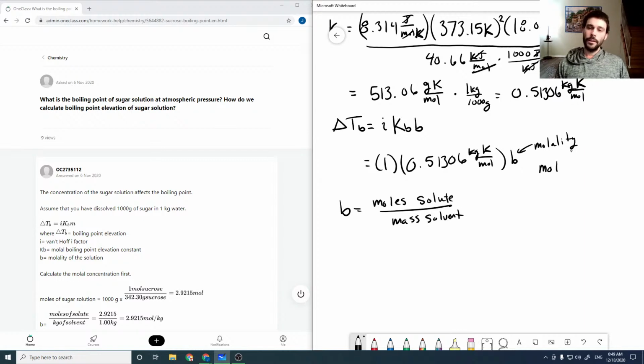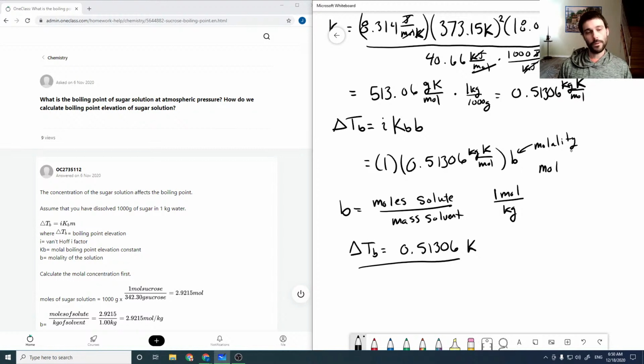So if we had a sugar solution that was 1 mole per kilogram, so there was 1 mole of sugar per kilogram of water, then our delta TB would be 0.51306 Kelvin. So our boiling point would be raised by 0.51306 Kelvin.